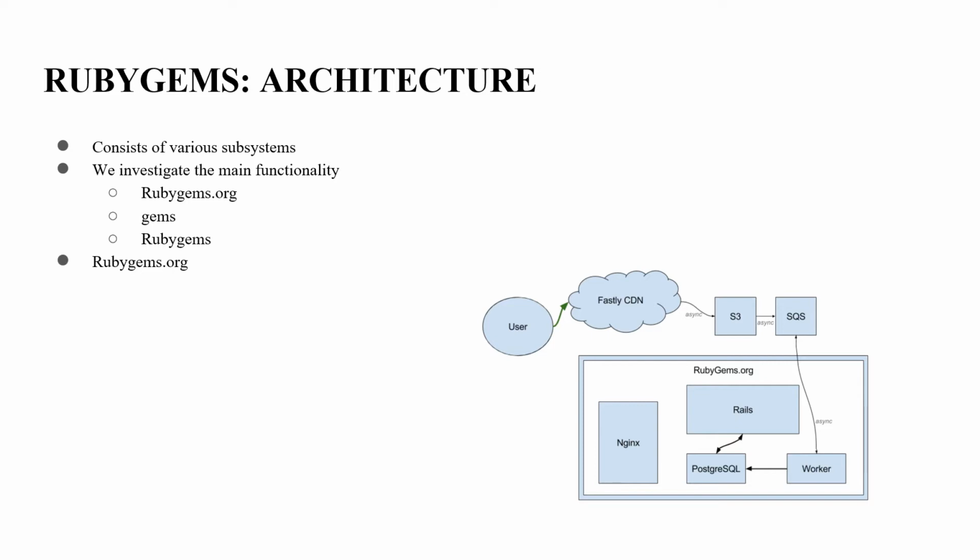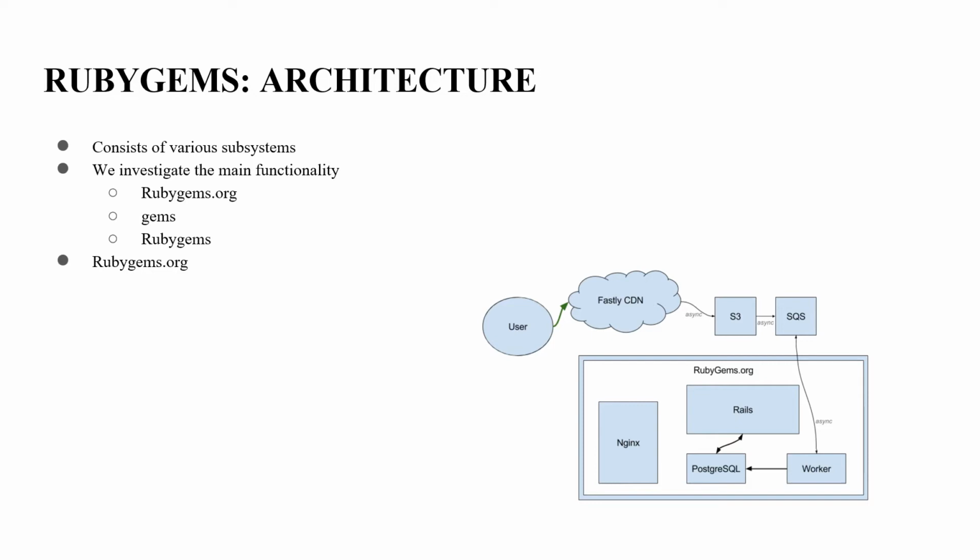Rubygems is divided into various subsystems. There are many different subsystems, but we were going to try and focus our attention on a few of them, as some of them are not really that useful or are not relevant to what we were trying to investigate. So we have looked into three of the major subsystems which essentially hold most of the functionality.